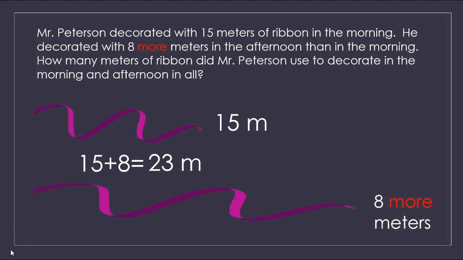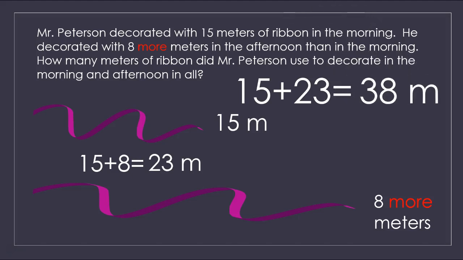Okay, so we're not done yet, because now we need to figure out how many meters of ribbon did Mr. Peterson use to decorate in the morning and afternoon? So we know that he used 15 meters in the morning, and we just figured out that he used 23 meters in the afternoon. So now we need to add those together. So let's add 15 plus 23. Go ahead and do that. Did you get 38 meters? If you did, give yourself a kiss on the brain. Excellent job.